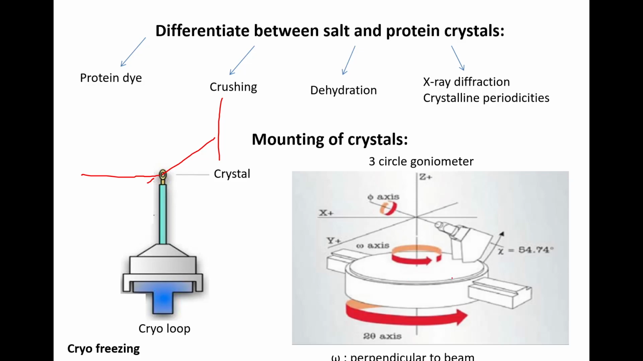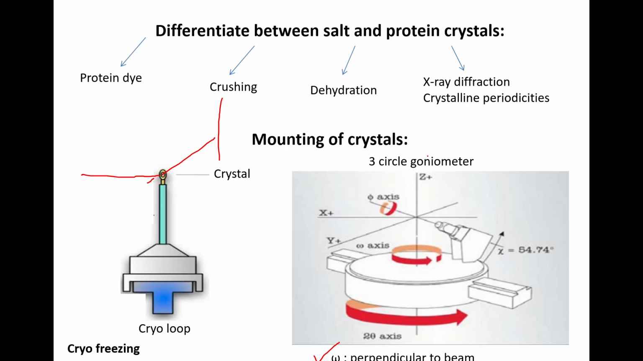For that you need something which is more flexible. So this goniometer head has three angles in three directions. You can actually rotate this loop which is attached to this goniometer head. So one direction is perpendicular to your beam. If your beam is coming in this direction, then one axis in which you rotate is perpendicular to the direction in which your beam is coming.